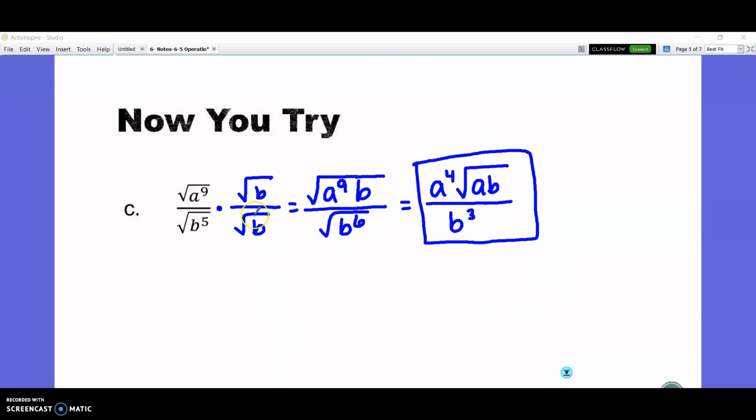Okay, so for this example, you needed an extra b in the denominator to make a total of 6, so that way you have an even number of 3 groups. The top has a square root of ab left over. You can make 4 groups of a. That would be 8, and then 1 left over since we had 9. So this should have been your answer.